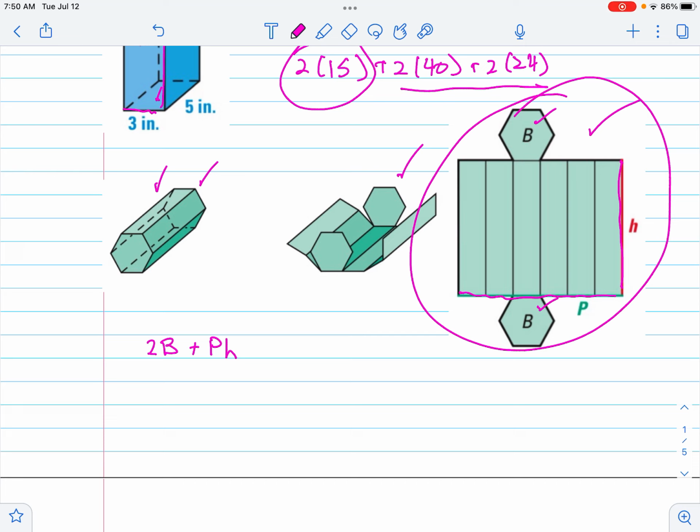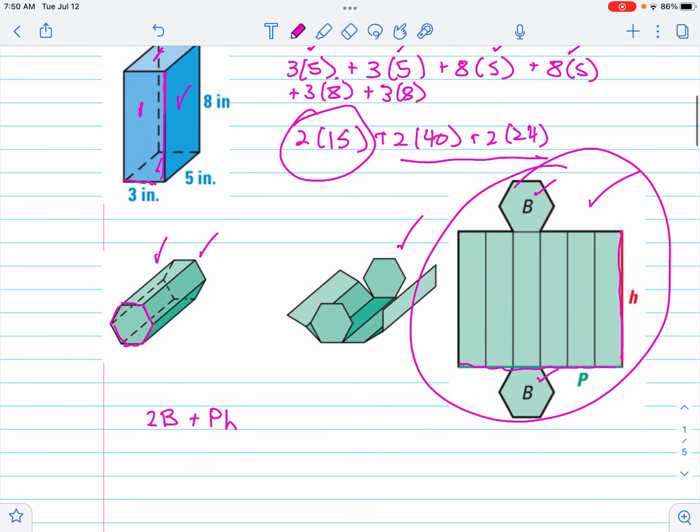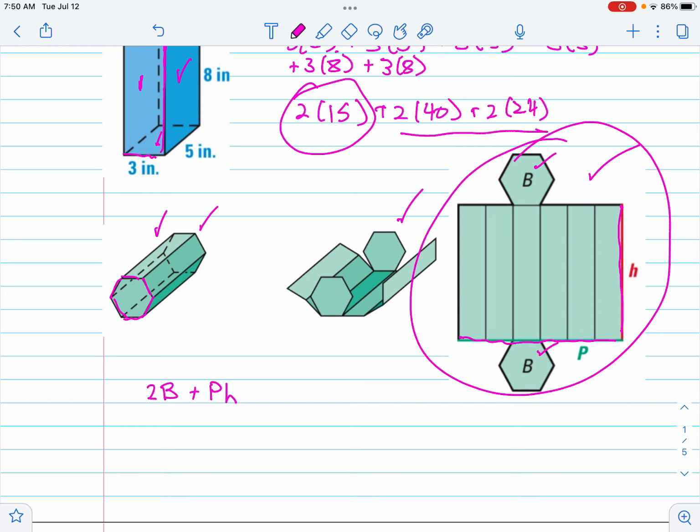And notice what P is. P is the perimeter. So if I add up the distance around here, and this is for a right prism, I unravel it, take the area of the base, double it, and then take the perimeter times the height. We could have done that with this previous problem. Notice I take the area of the base, which is 15, so I've got 2 times 15.